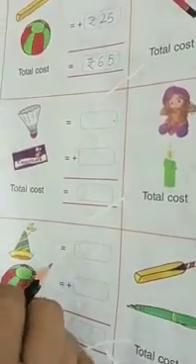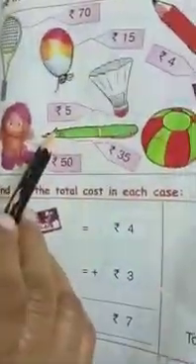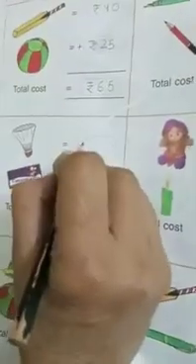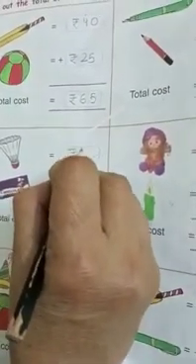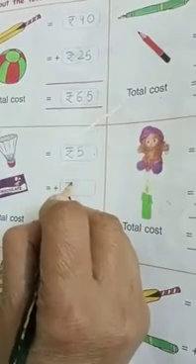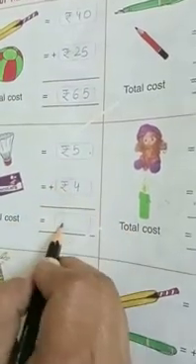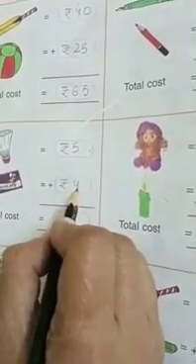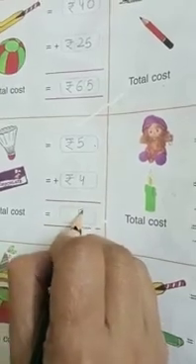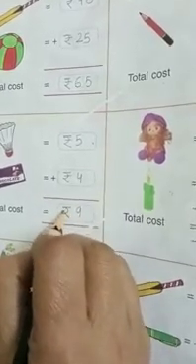Look here. The cost of this one and chocolate is, look here, 5 rupees and 4 rupees. Now total cost is 5 plus 4, 9. 9 rupees. Clear?